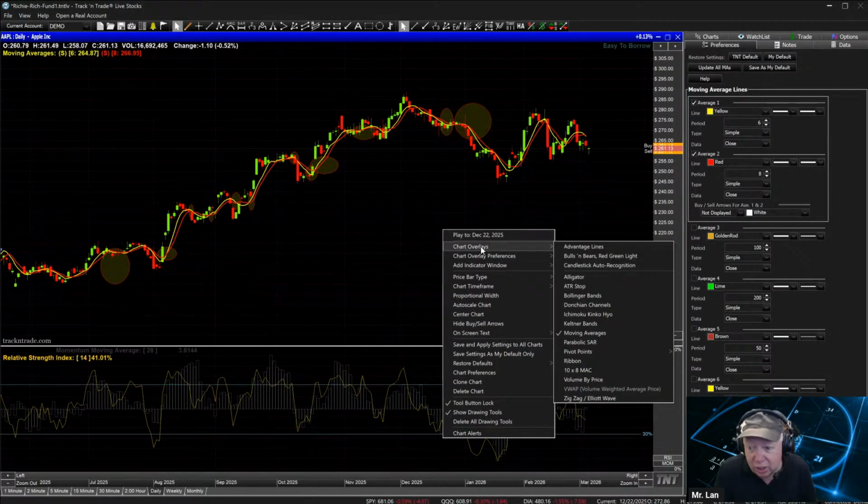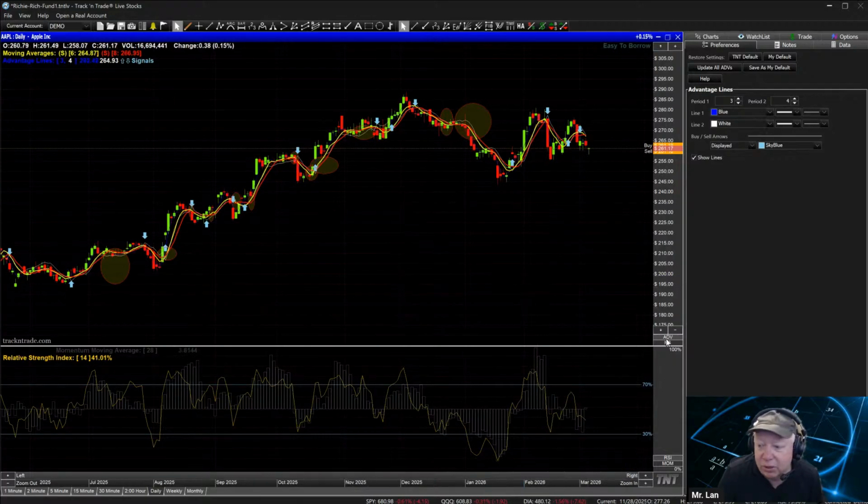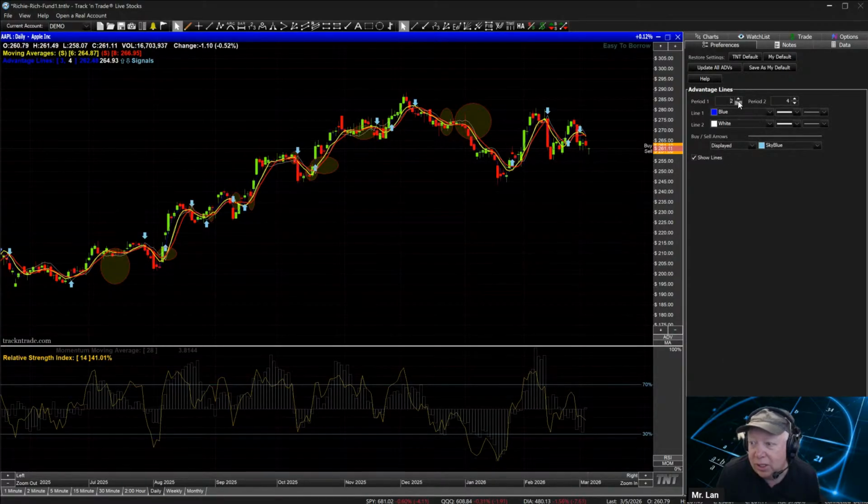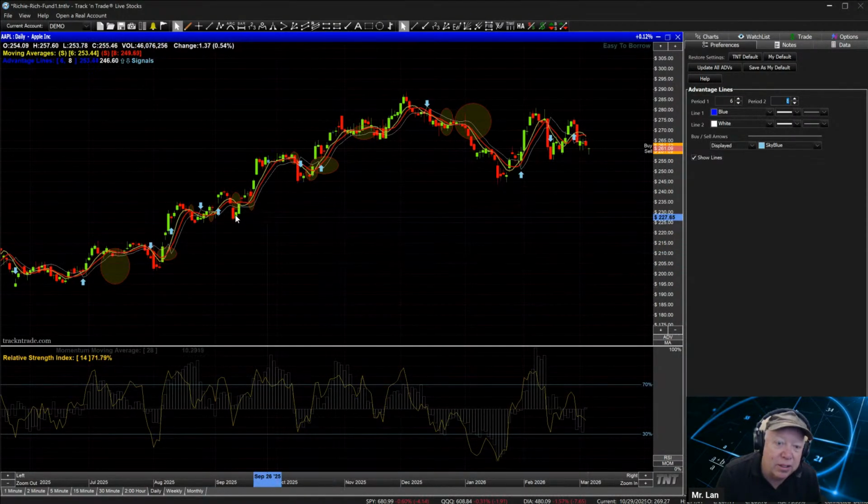So if we take the chart overlay and turn on the advantage lines, let's put these at the same settings we had on the moving averages, 6 and 8. So we're going to put this one at 6 and this one at 8. And you see it's just a little bit different in the sense that you don't have all the whipsaw that you get with the standard moving averages.